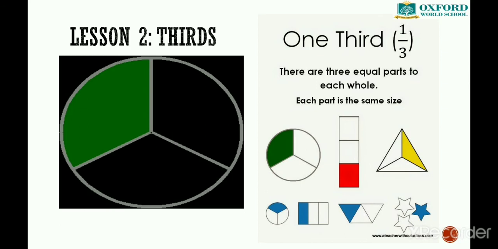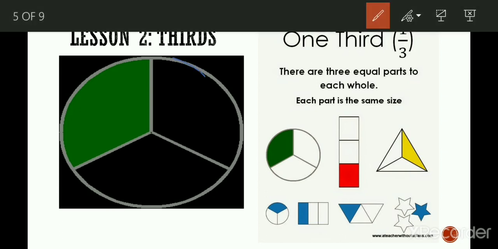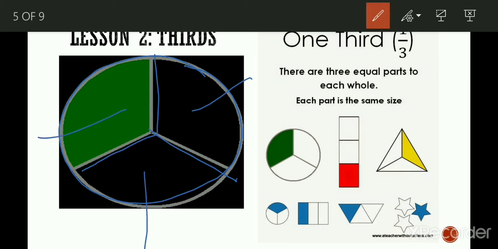Simple. When a whole is divided into 3 parts, we call it third, right? Each part is called third. Okay, so here are some examples of thirds on your screen. See, this is a whole circle which is divided into 3 equal parts. So each part is called 1/3.